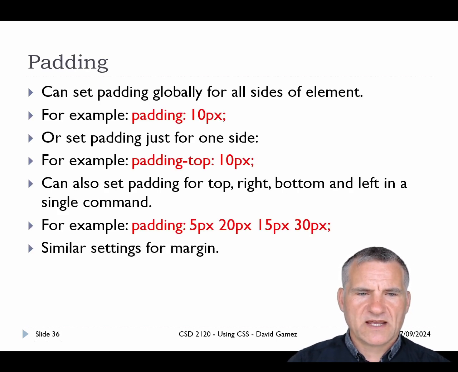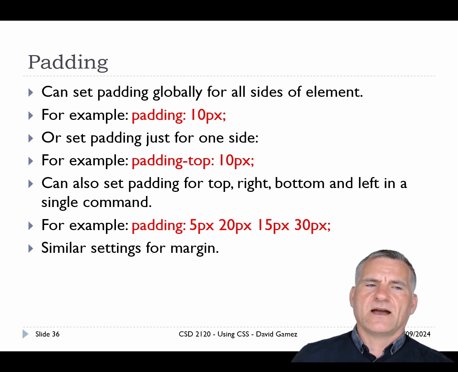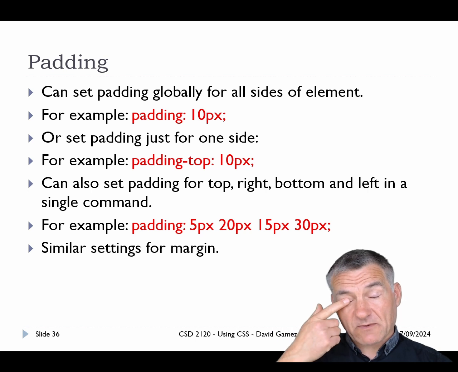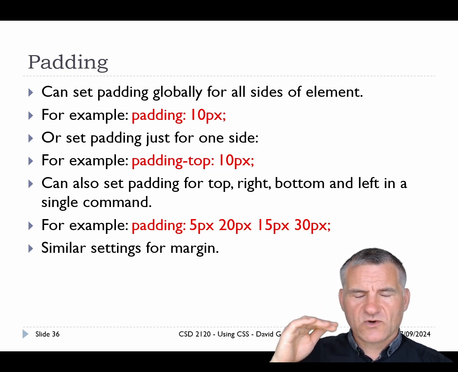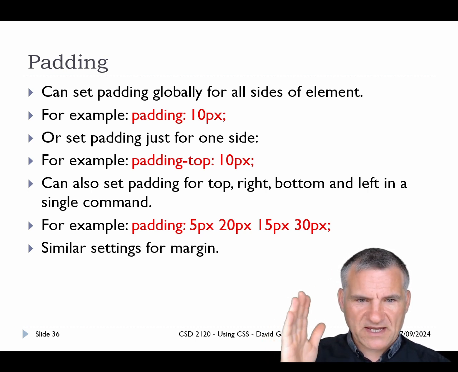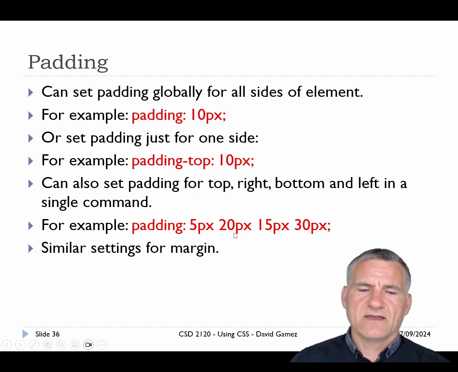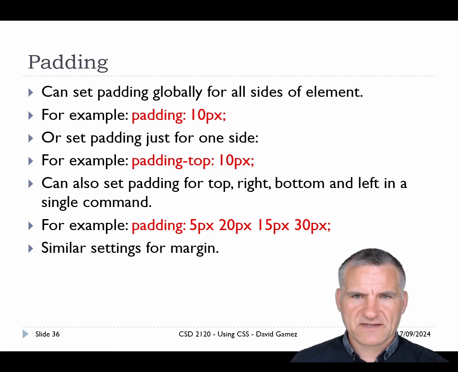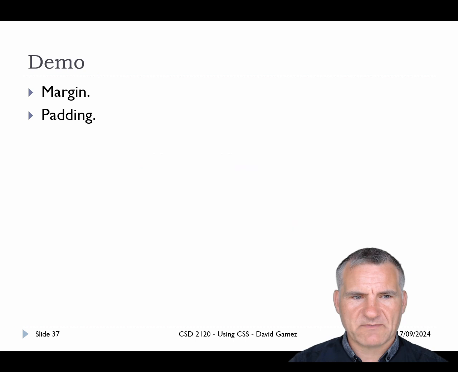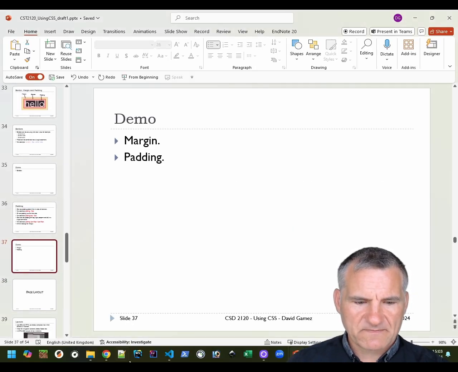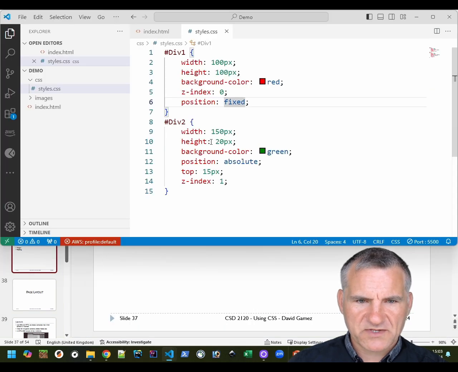I'll probably do all these together. Padding, similar idea. You can set padding globally, like one single setting of padding around the element, or you can control individual parts of the padding in one thing. Again, the one I normally would use is where you have 4 numbers corresponding to the top, right, bottom, and left of the padding of the element. And it's the same with the margin. So let's do demos of all those at once, because they're pretty straightforward.